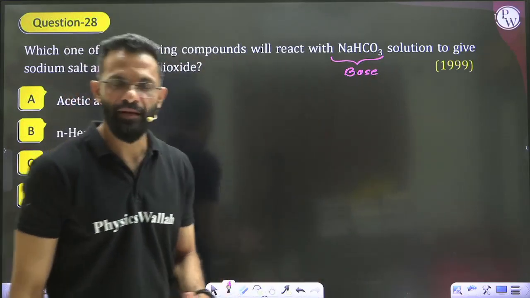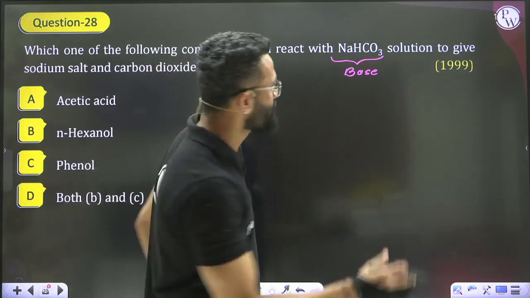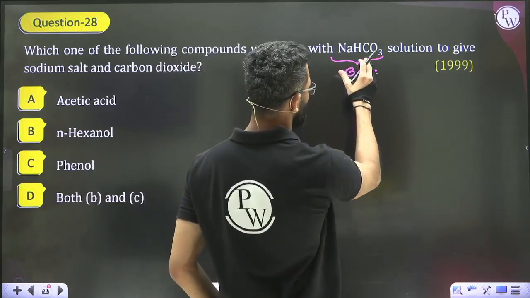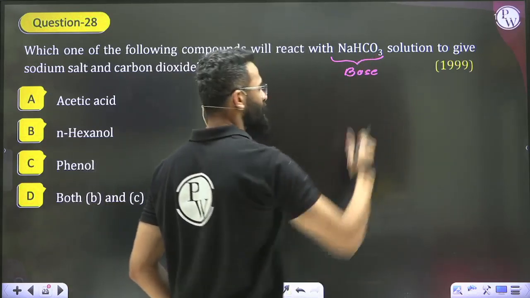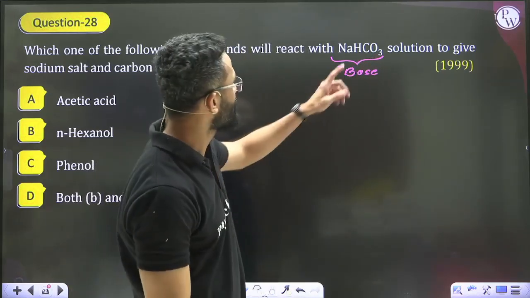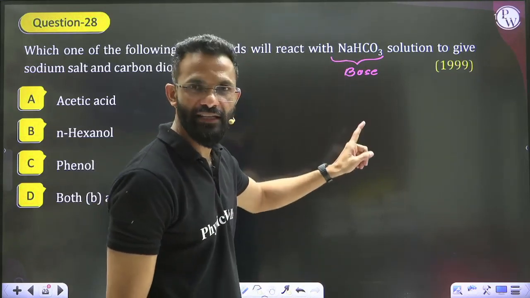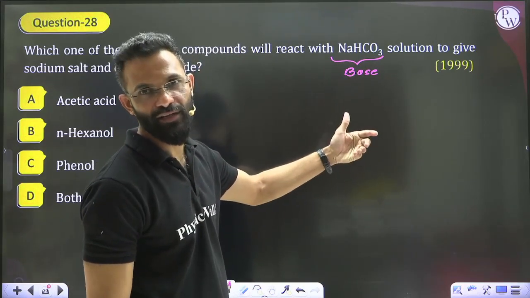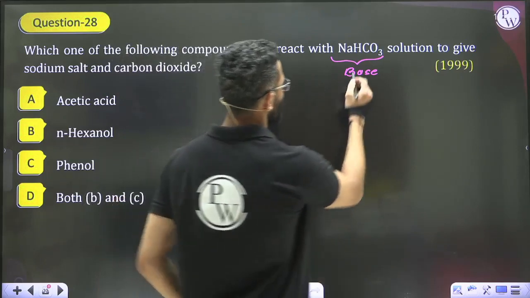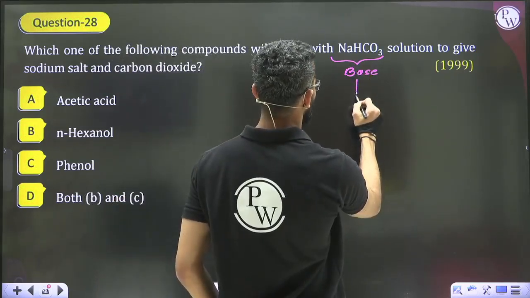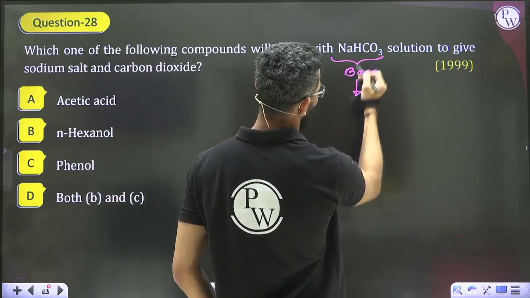And always simply remember one thing. Any base reacts with only those acids which are stronger than its conjugate acid. Any base will react with only those acids which are stronger than its conjugate acid. Meaning, if NaHCO3 is a base, what is its conjugate acid? How do you find out the conjugate acid?